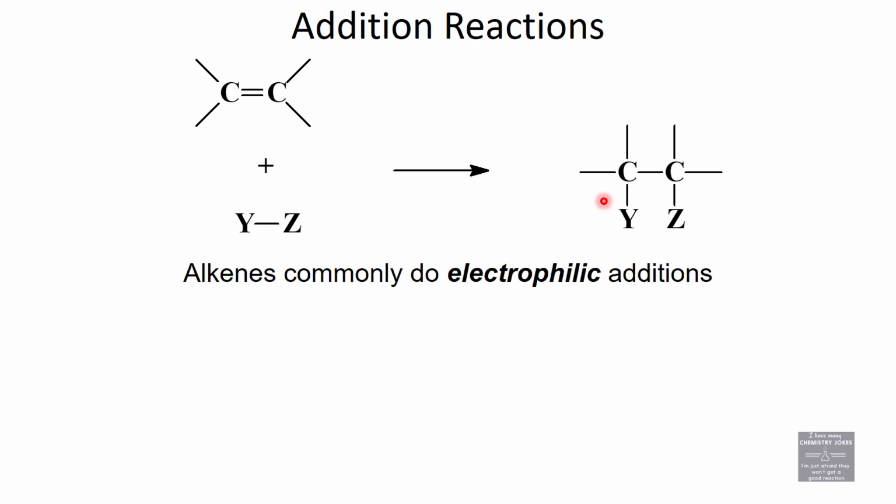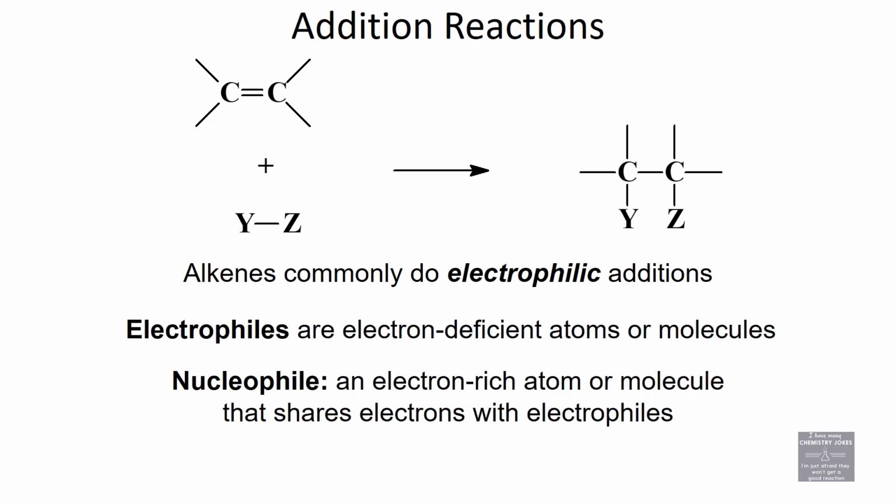Okay. Alkenes commonly do electrophilic additions. What does that mean? Alkenes themselves are nucleophiles because alkenes have extra electron density in the middle. Remember when we said that a long time ago? Alkenes have extra electron density in the middle due to their pi bond. So alkenes are nucleophiles. The nucleophile adds to an electrophile.